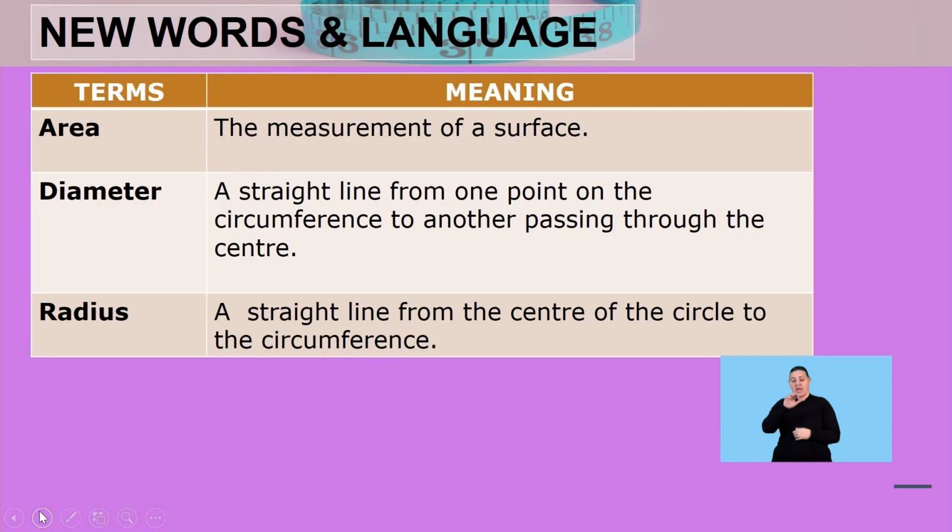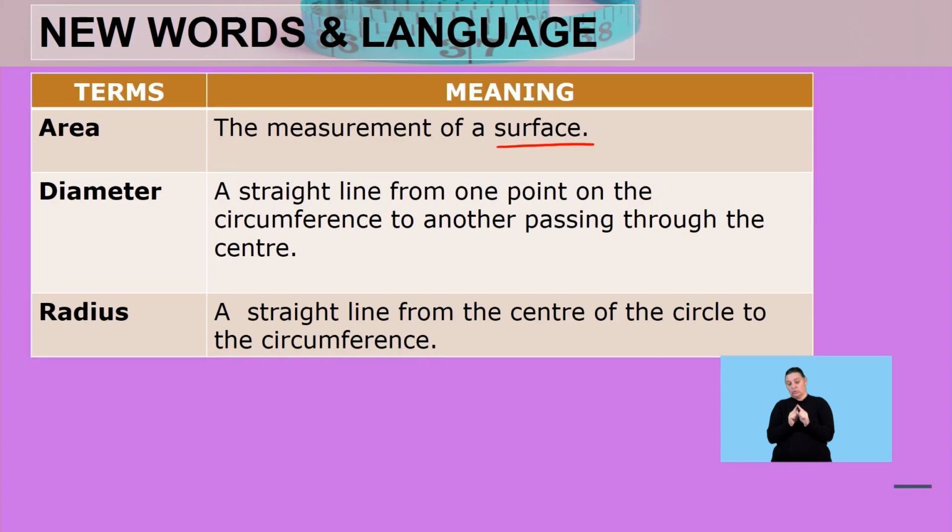So the words we're looking at today, we'll come across area, which is the measurement of a surface. The diameter, a straight line from one point on the circumference to another point passing through the center. Remember, the radius is a straight line from the center of the circle to the circumference of the circle, and we need that for calculations.